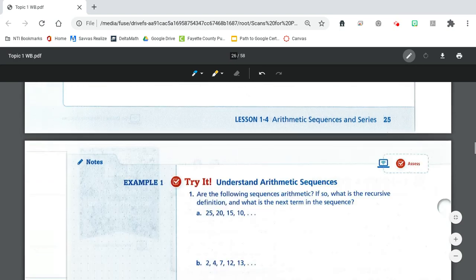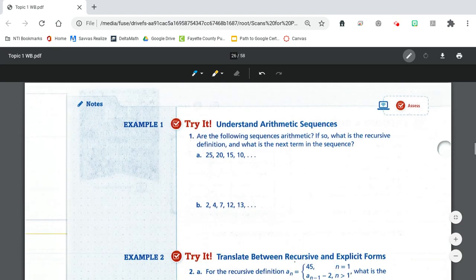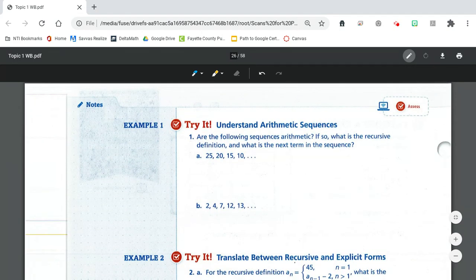So flip the page, go to example 1A, and we have to figure out, is this sequence arithmetic? And if so, what's the recursive definition? Okay, well, for part A, I look at these terms 25, 20, 15, and 10, and I notice they are subtracting 5 from the first two terms and then subtracting 5 again, subtracting 5 again. Okay, well, it looks like the common difference is negative 5. Since that's constant, we'll say yes, this is arithmetic.